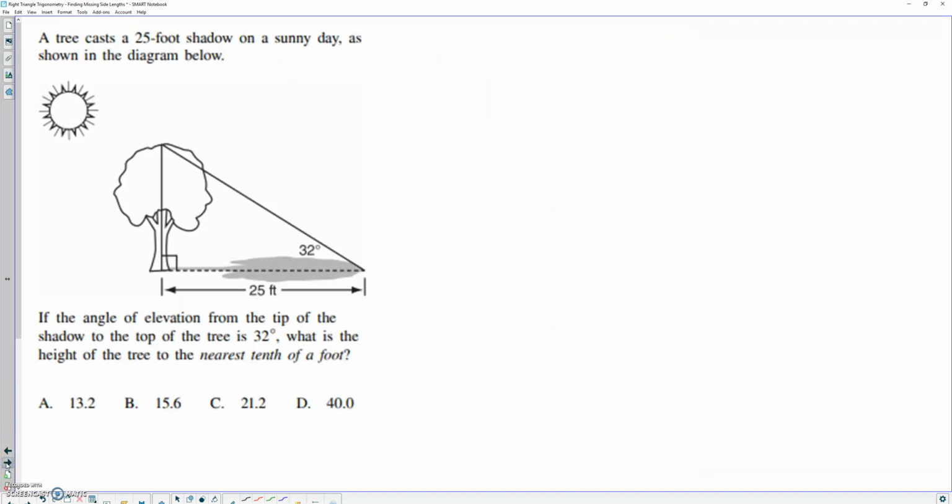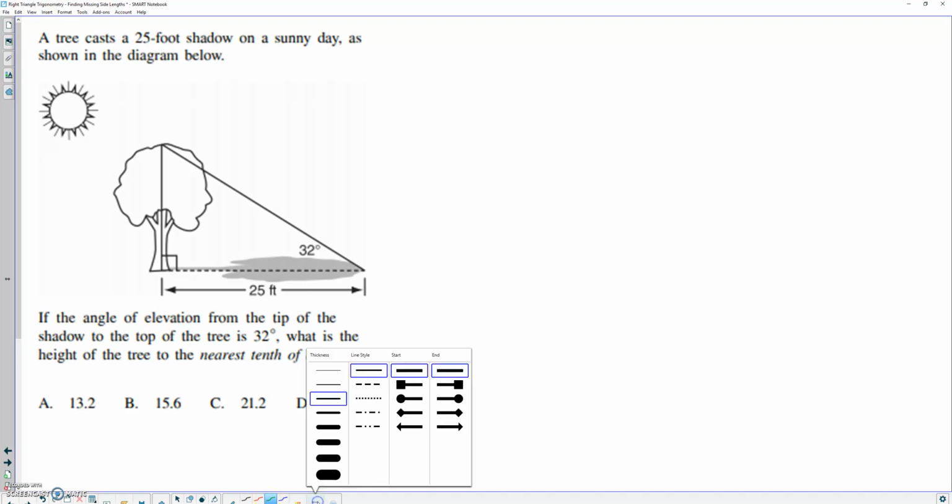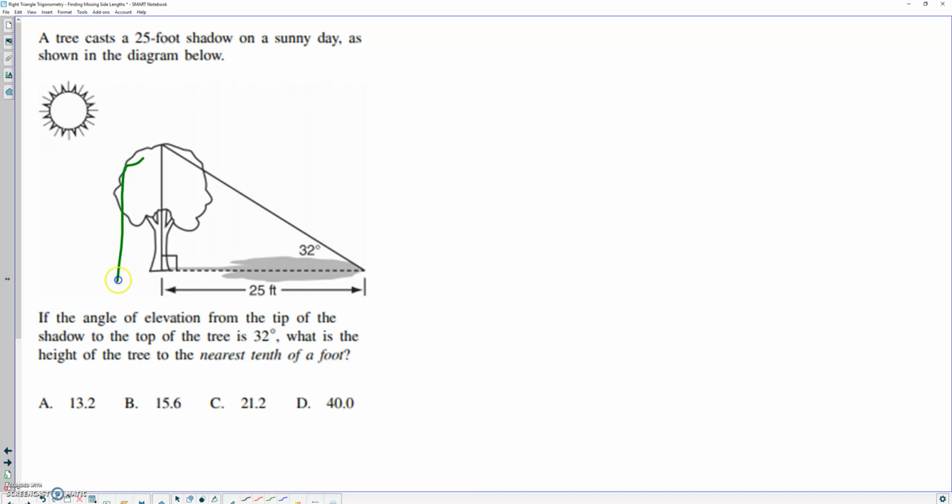A tree casts a 25-foot shadow on a sunny day. If the angle of elevation from the tip of the shadow to the top of the tree is 32 degrees, what is the height of the tree to the nearest tenth of a foot? Okay, so this time we're solving for the height of the tree. So we'll call that x. Okay, so again, 32 degrees is our acute angle. So x is opposite that angle. And 25 feet is adjacent to that angle.